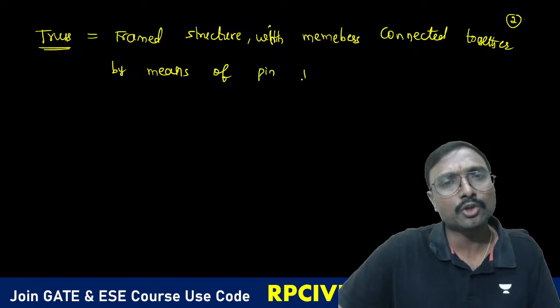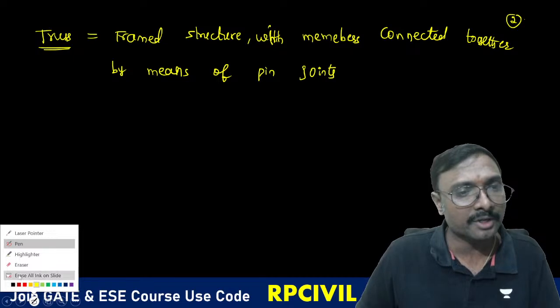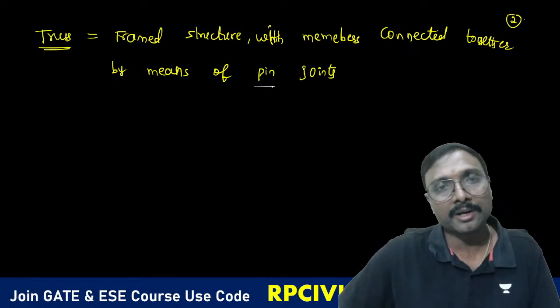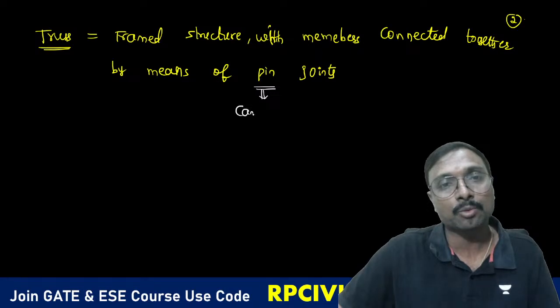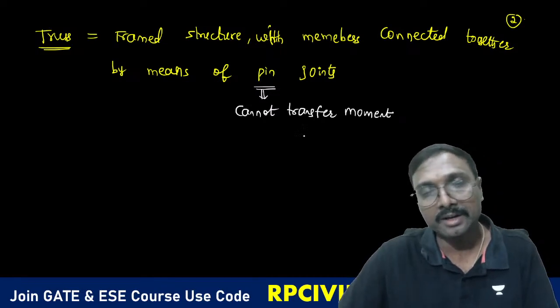Whenever it is a pin joint, will it transfer the moments, or will it not take the moments, all of you? Pin joint means it will transfer moments or cannot transfer moments, if you just observe. It cannot transfer moment. Yes, it cannot transfer moment.